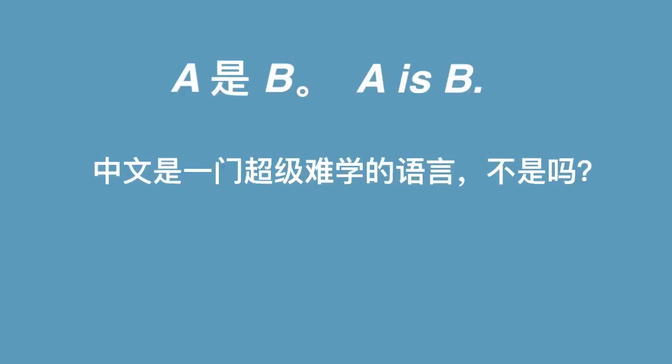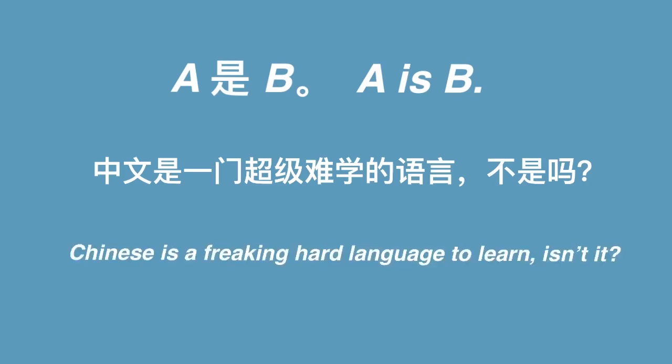Let's see an example. 中文是一门超级难学的语言，不是吗？Chinese is a freaking hard language to learn, isn't it? So now we have our subject 中文 and 是: Chinese is something. We search and search till the very end of the sentence and we find 语言. So it makes sense that Chinese is a language. Then what kind of language? Combining with the method that we learned previously, with this 的, we know that whatever is in front of this 的 is the further description of this language. That is how you can utilize 是 to understand the sentence.